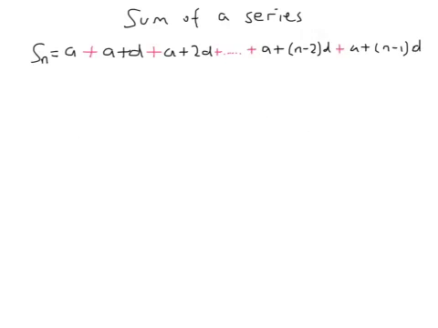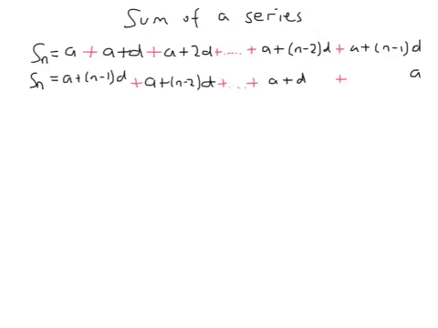So here we've got the same sequence, but now I've written it as a series, so I put plus signs between all the terms. And I've called this the sum of n terms. There's n terms in this sequence, and when we add them together we get the sum of the series. Now what I'm going to do is write out the same formula backwards. So here I've written it out backwards. I've gone A there, A plus D there, I would have written A plus 2D there, and then I get the last term there and the term before that there.